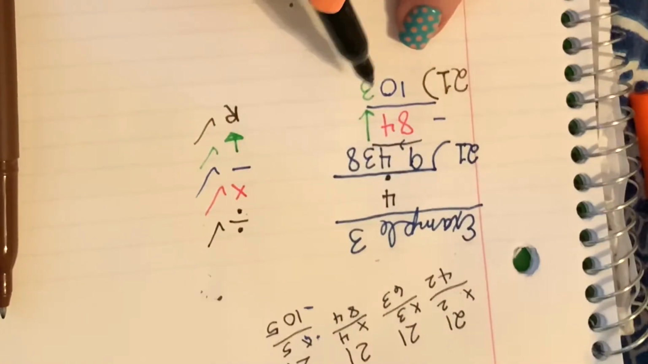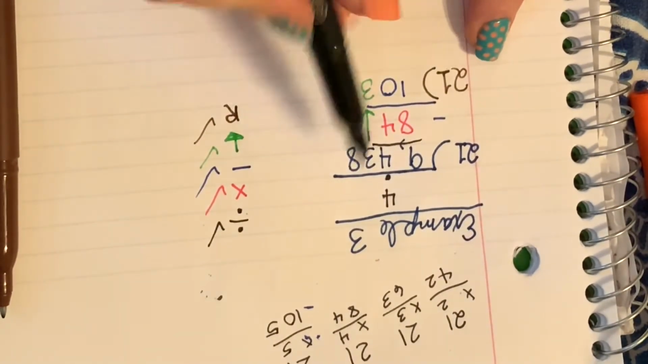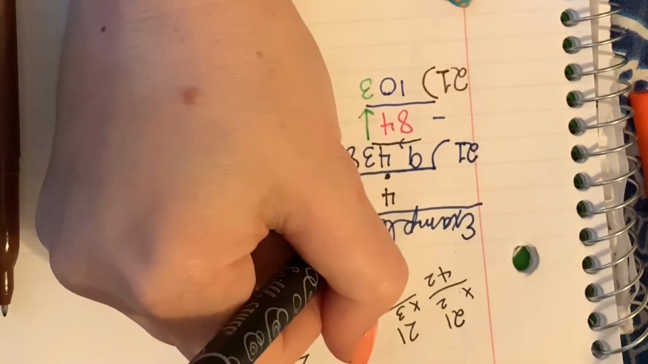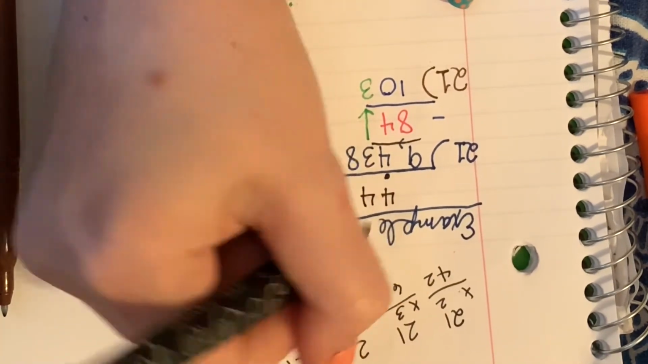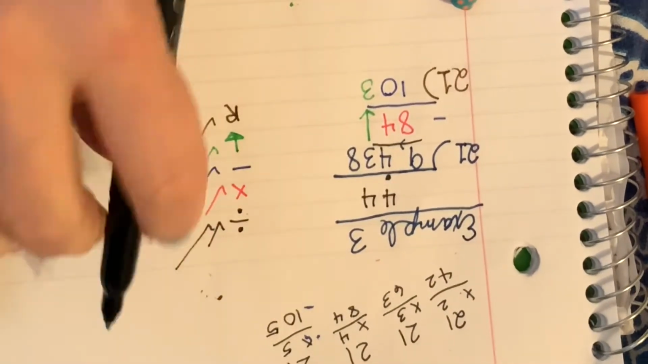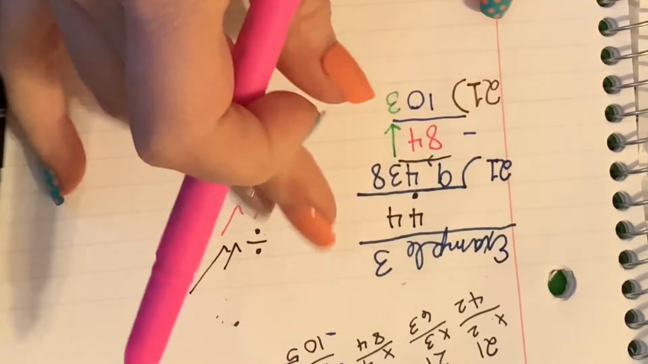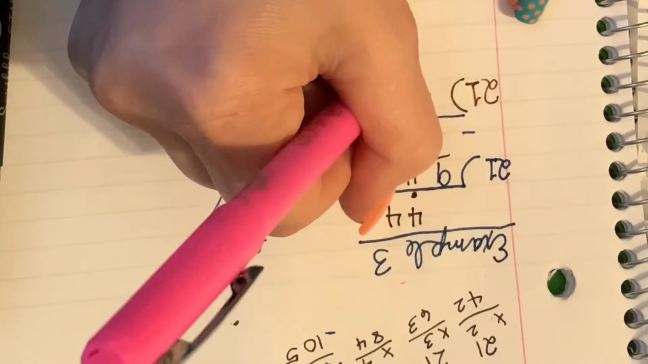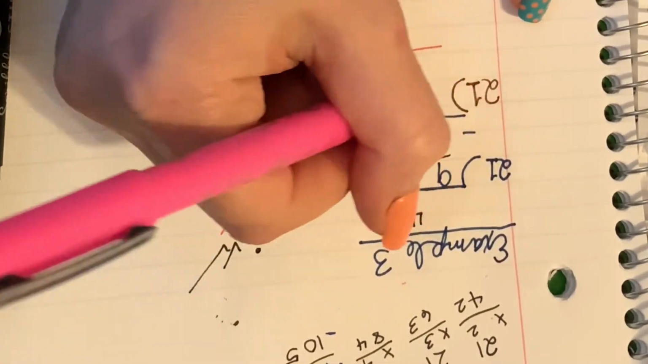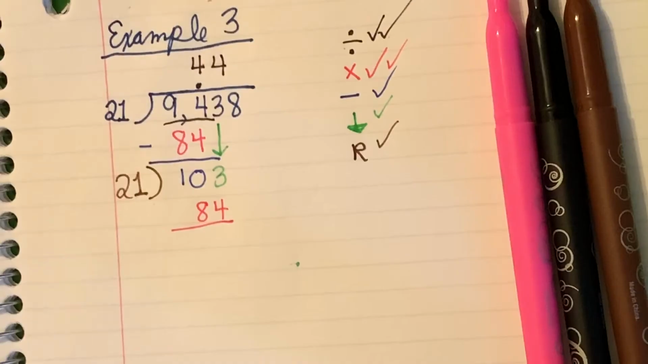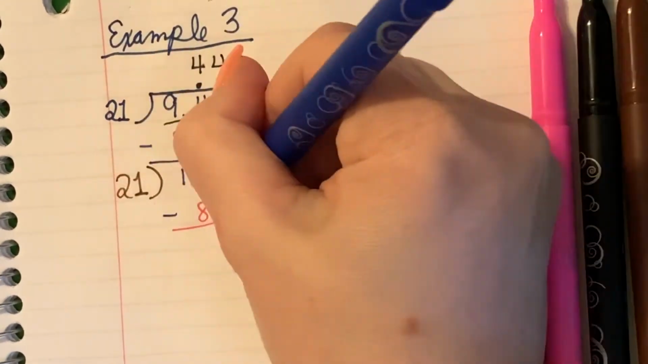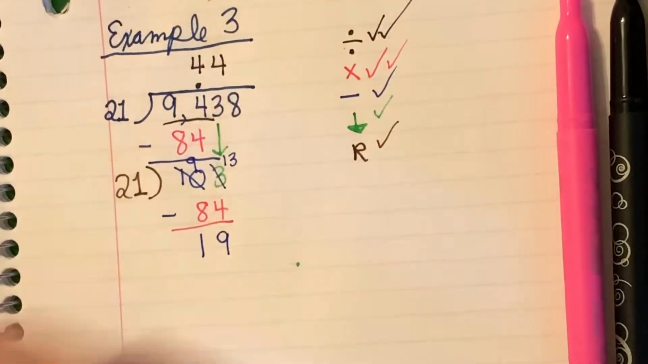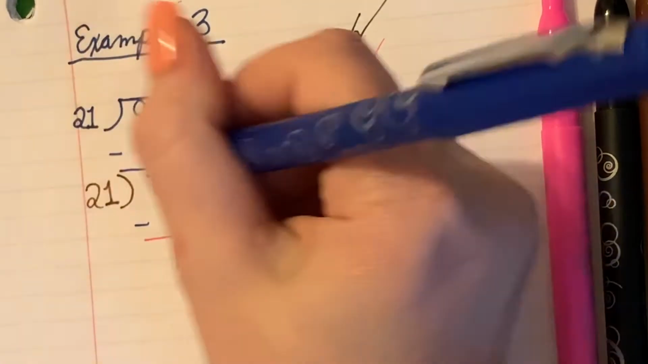Check. 103 divided by 21, we see that's 4. 4. Check. Mom says multiply. 4 times 21 is 84. Sister says subtract. Check.